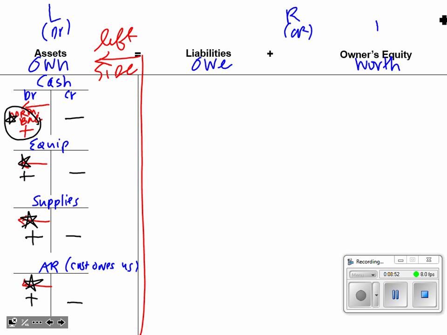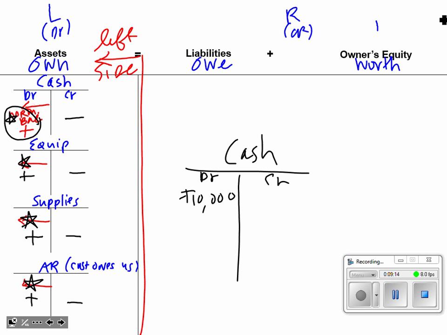There it is, visually. Don't necessarily write this in your notes, but let me just tell you a quick story. If the owner invests cash in the business, is it a cash debit or credit? Why? It's increasing. What's the balance right now of cash? 10 grand.